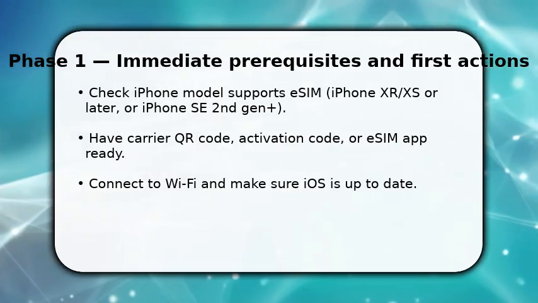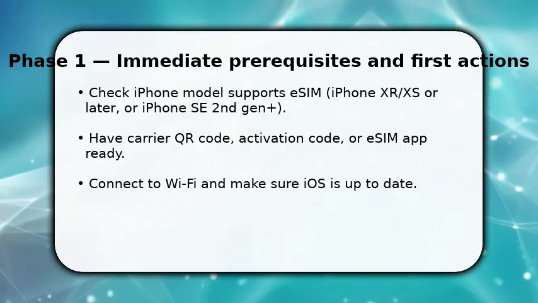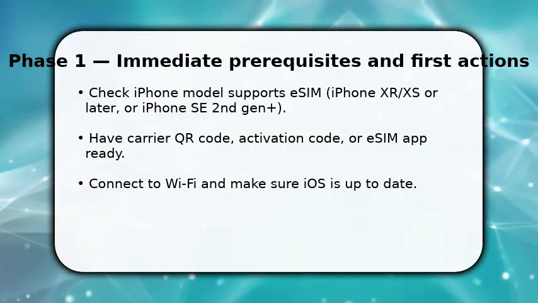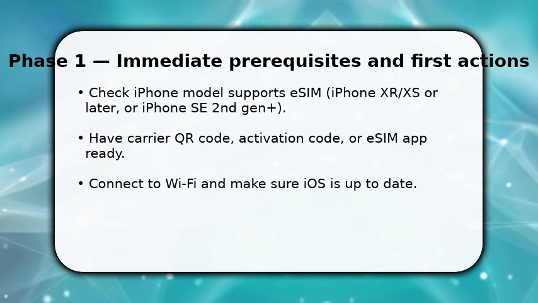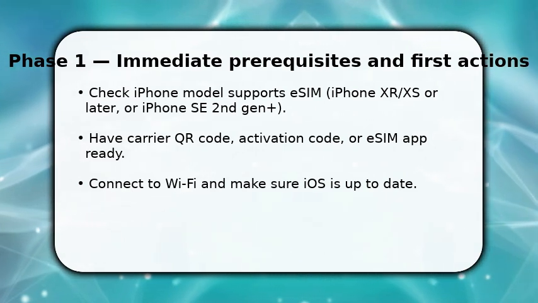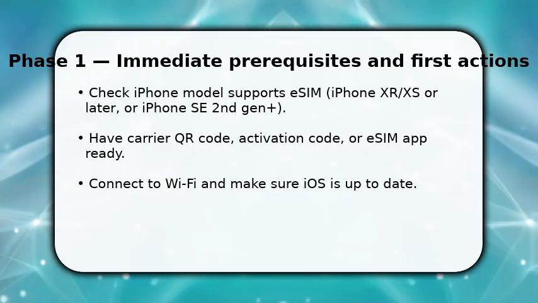Once done, open Settings and go to Cellular. Make sure to keep your physical SIM handy if you plan dual SIM use. These steps set up a smooth activation flow and reduce chances of activation errors.